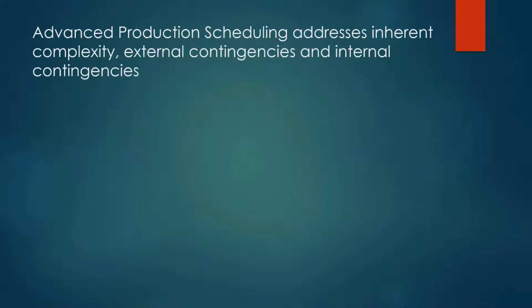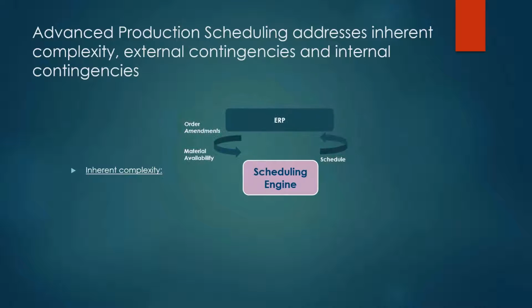So let's talk about the advanced scheduling solution. It addresses the inherent complexity, external contingencies, and internal contingencies. At the heart of the system is a scheduling engine provided by the software publisher, and it will deal with the inherent complexity by creating a valid baseline schedule. Now, situated upstream of this is an ERP system, which is sending orders and order amendments to the scheduling engine, also information about material availability or non-availability, as the case may be. The scheduling engine generally passes its schedule back to the ERP system so that salespeople and management know what to expect. And that is how we address external contingencies.